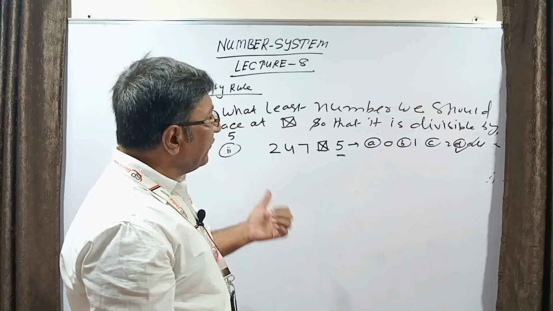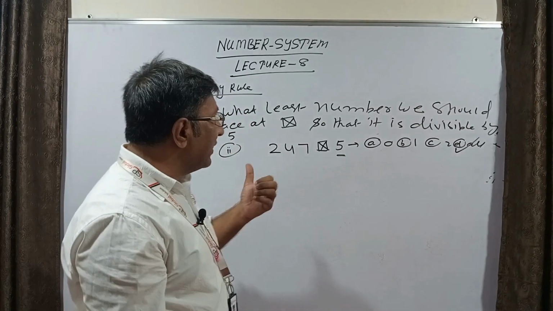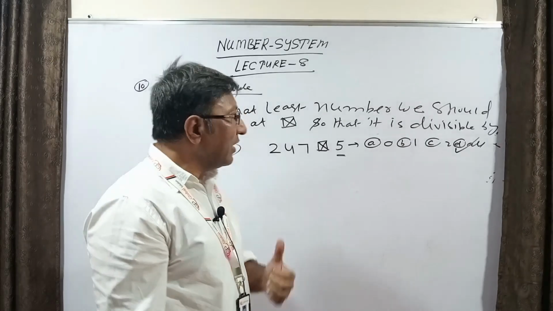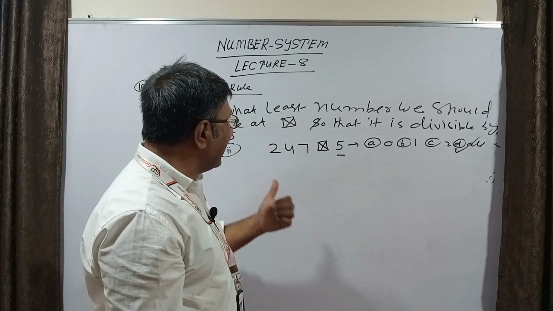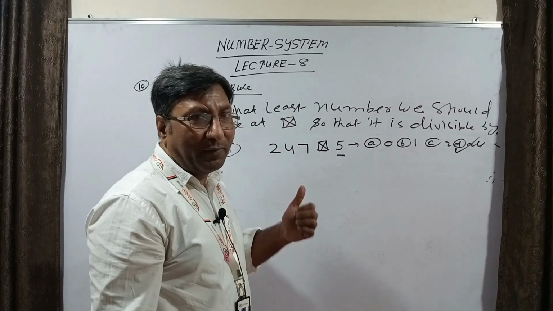In this way today we learned two things: numbers divisible by 4 and numbers divisible by 5. In the next lecture, that is lecture number 9, we will learn more about this.